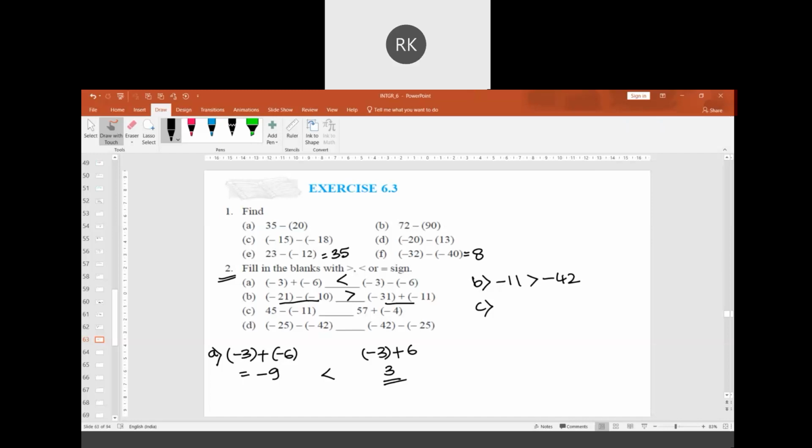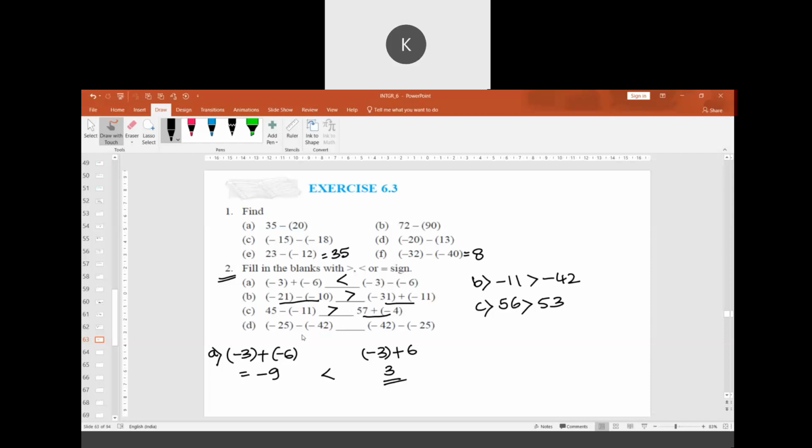C, the first one is plus 34. And the second one is plus 53. If you simplify this, 56 is bigger than 53, so greater than.